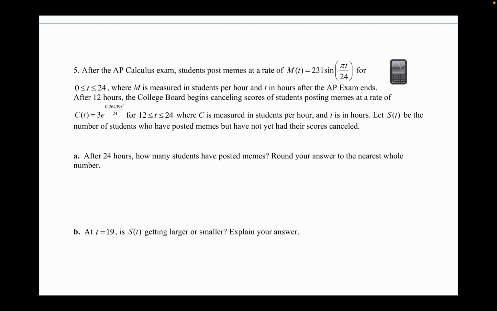This is the last video for the fundamental theorem of calculus. So we're going to cover this problem number 5. Notice that this has a calculator icon. So this problem is all about how we can use our calculator and use the fundamental theorem of calculus to actually do some really cool stuff.